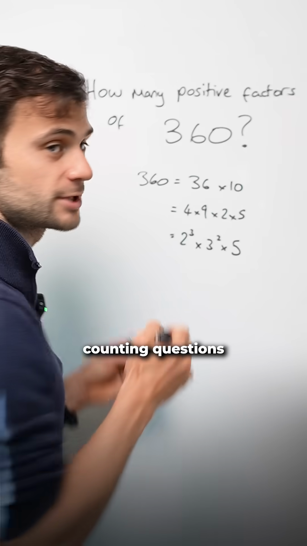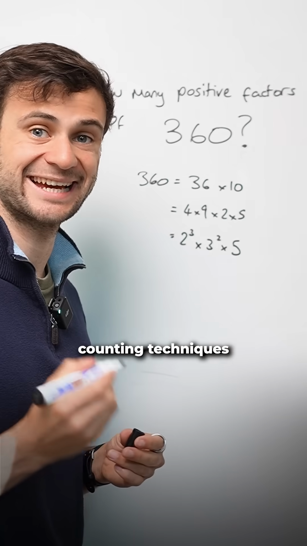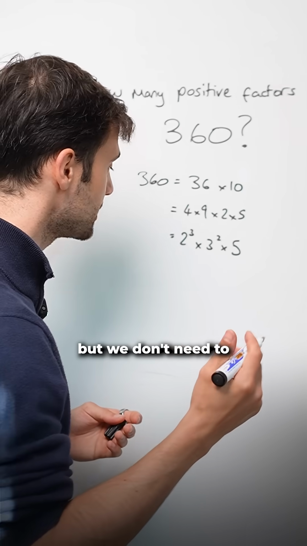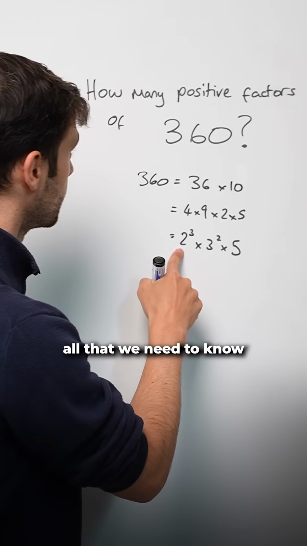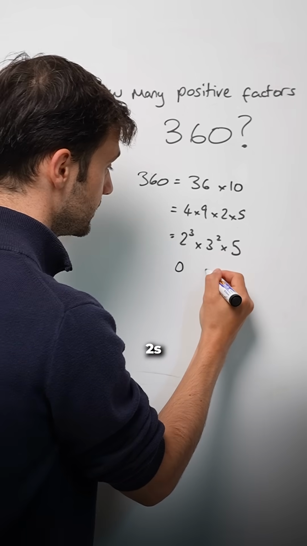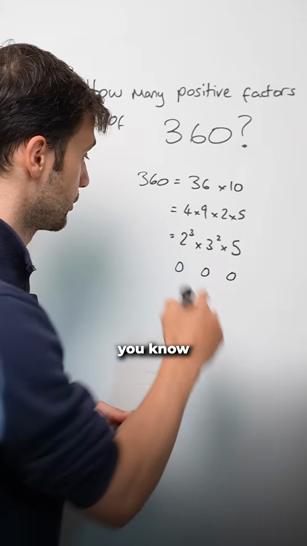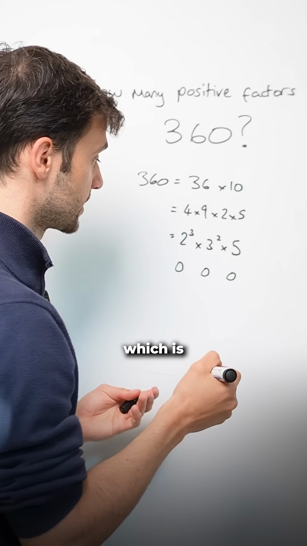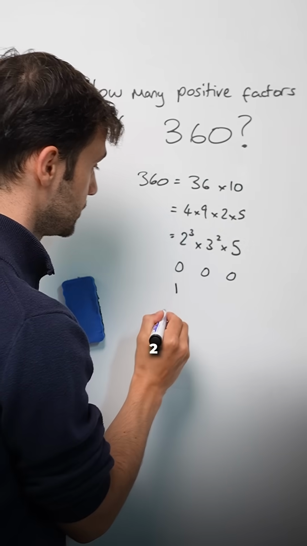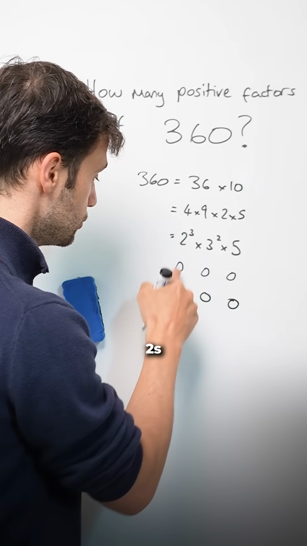When we have these counting questions where it's asking how many of something, often you can use counting techniques to do this. Those core techniques are called combinations and permutations, but we don't need to dive too deep into that here. All that we need to know is that when we're counting these positive factors, we could have 0 2s, 0 3s, and 0 5s, in which case the positive factor is just raising all of these to the power of 0, which is just 1. You get 1 times 1 times 1. Or we could have 1 2 and then 3 to the power of 0, 5 to the power of 0. Or we could have 2 2s or 3 2s.